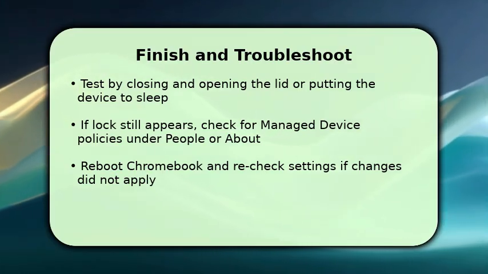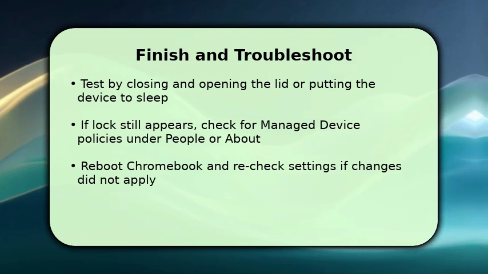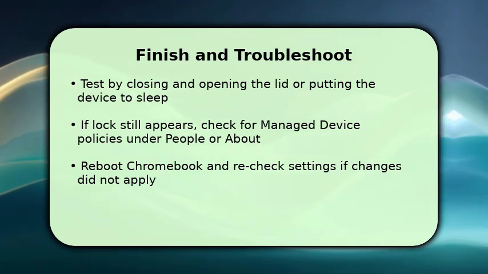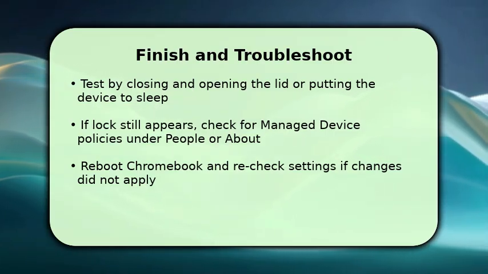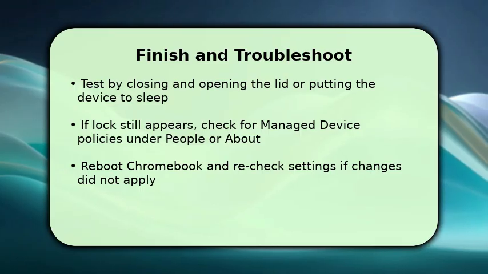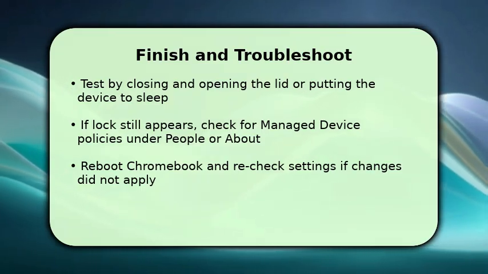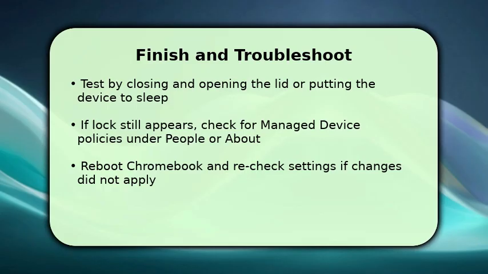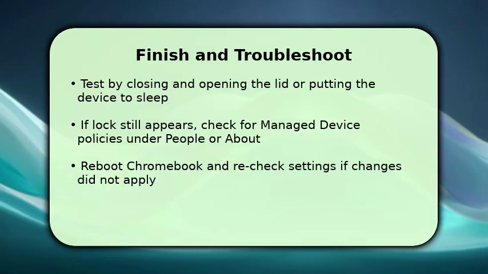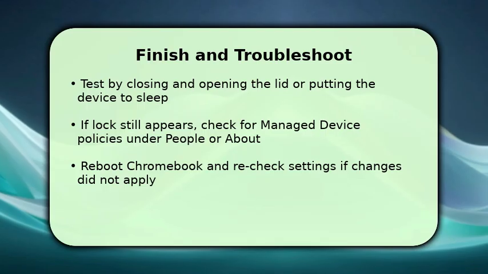If you still see a lock screen, make sure the device isn't managed by an organization. Managed policies override local settings and appear under People or About. As a quick fix, reboot the Chromebook and reopen settings to verify the toggles persisted. If problems continue, contact the device administrator or support. They can remove enforced policies, preventing changes.